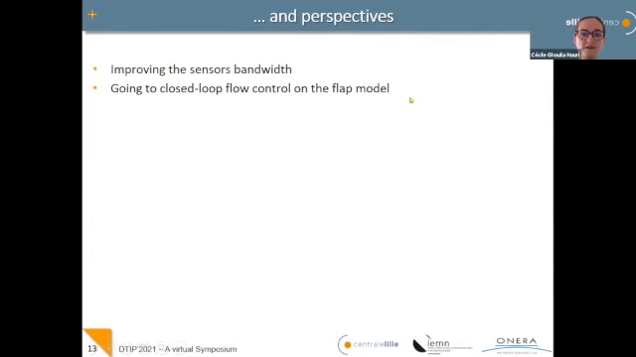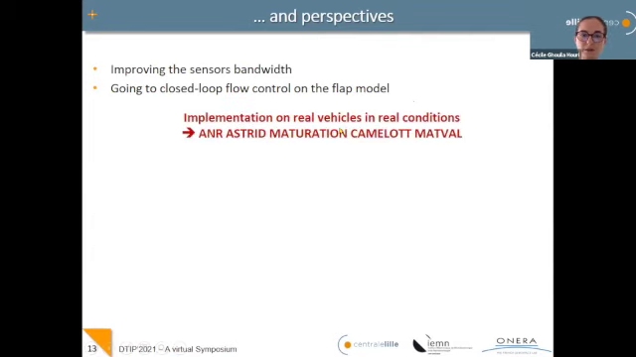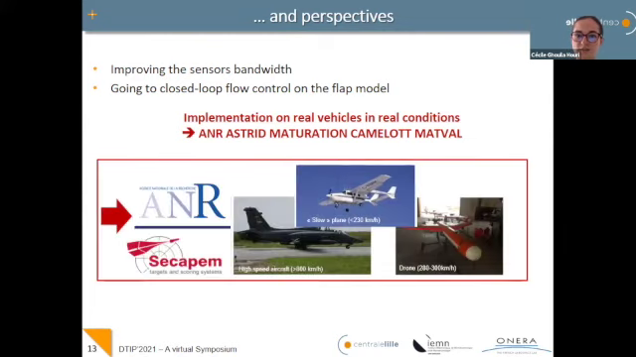And also in the framework of a new project, which is the ANR Astrid Maturation project, we want to implement the microsensors on real vehicles and in real conditions too. And this project is done also in collaboration with ONERA and also with CKPM, which is a company that owns several kinds of aircraft. And we will implement the microsensors on this kind of real vehicles, namely slow planes and high-speed aircraft.